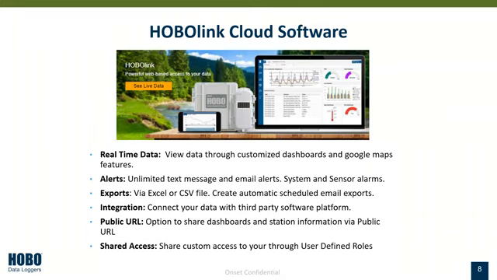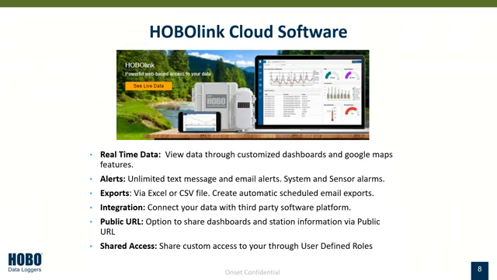So like I said in the beginning, we're going to talk a little bit first about that HOBO Link cloud software, right? This is the place where you are going to be able to optimize your water resources and your irrigation, being able to see the data, right? This is the platform where you get the real-time data and you get the customized dashboards, you get Google Map features. A lot of those things you're going to be able to pull up from your devices, pull up from your computer, and see those.